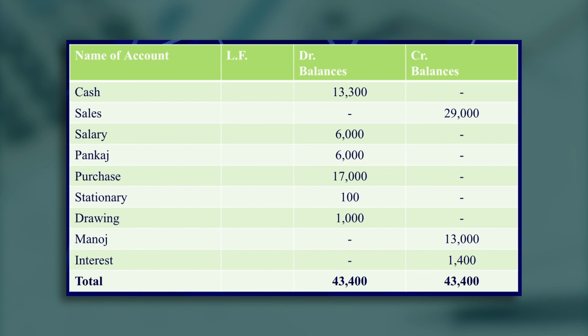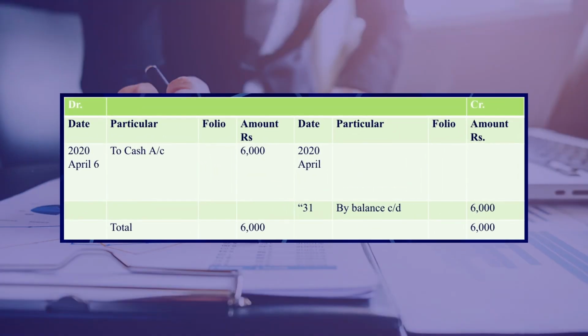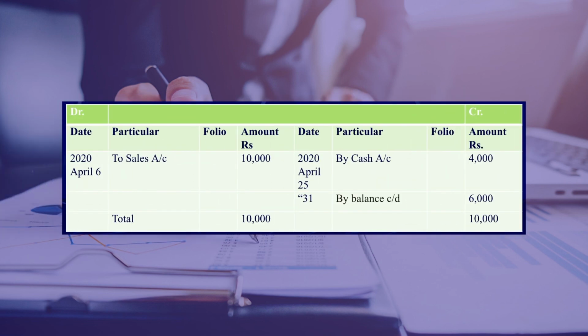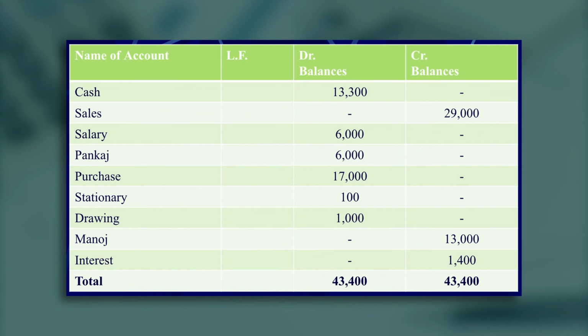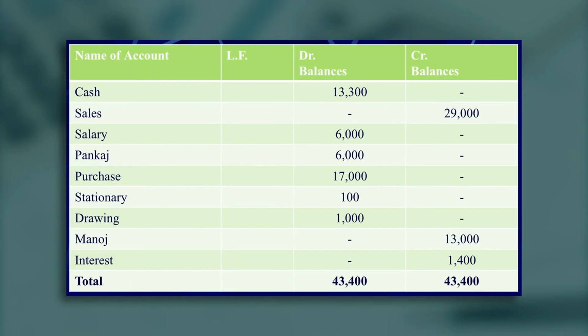So in the debit side of the trial balance 6,000 each we will find. Yes, salaries account 6,000, Pankaj account 6,000. Now again we go back. Next one is purchases account. We have a debit balance of 17,000 rupees. Kindly check 17,000 in the debit side. Yes, this 17,000.